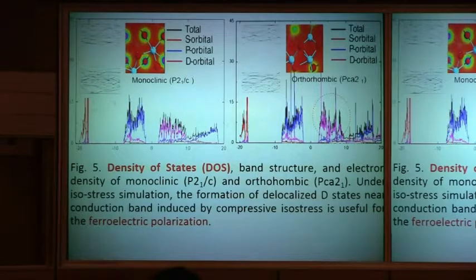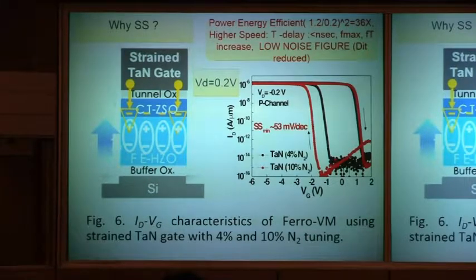Therefore, producing electron concentration is also the key to making a polarization. So this kind of theoretical prediction is really proved by our experiment. So we made it. By using these two principles, we really made this kind of structure.